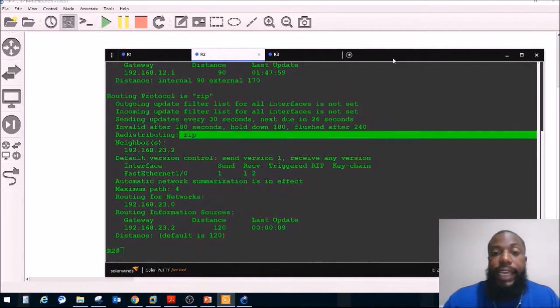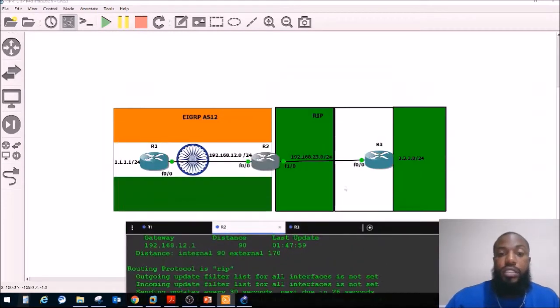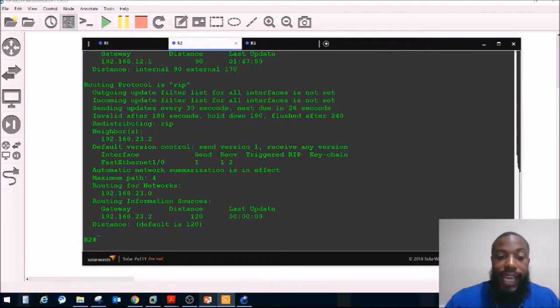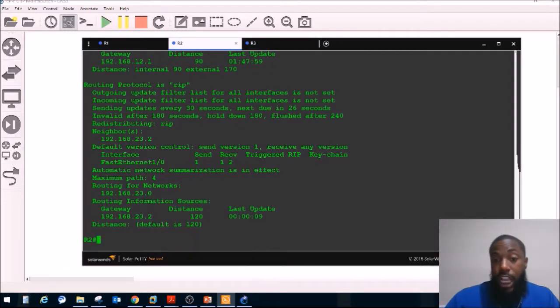Let's go ahead and see what happens if you just redistribute from this RIP into EIGRP to make sure he knows it, right? So let's go back to the slide and double check. Do you remember the syntax? Pause it and think about it.